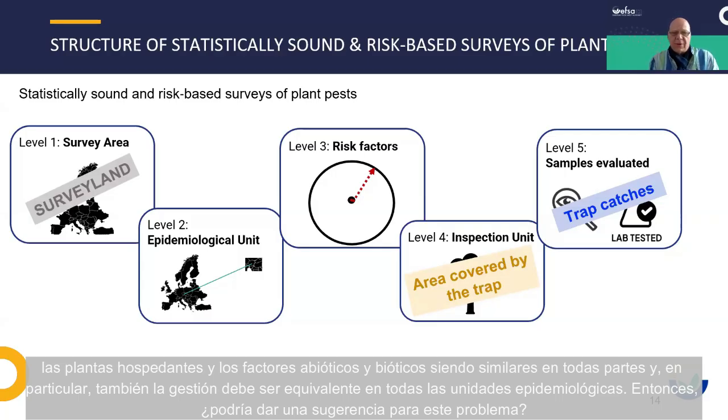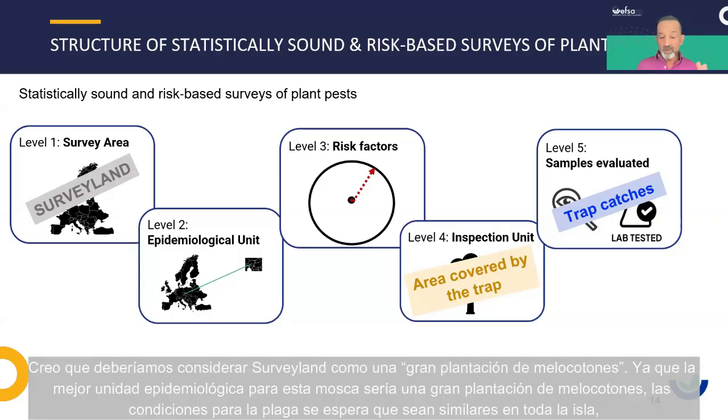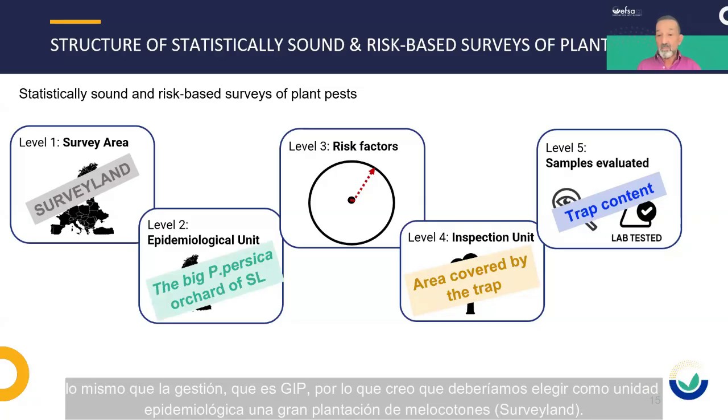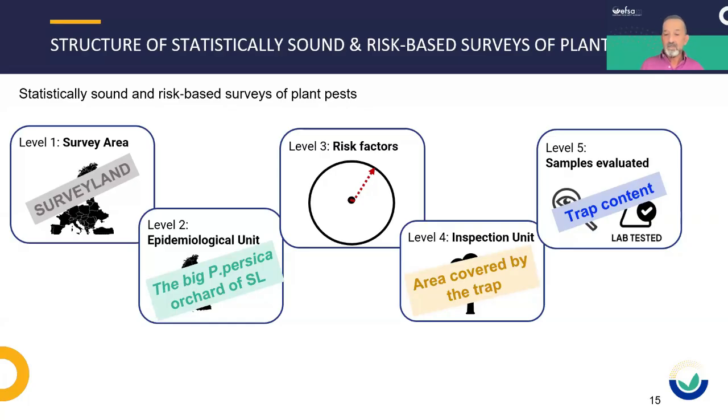So could you give a suggestion then for this problem? I think that we should consider Surveyland as a large peach orchard. So the best epidemiological unit for this fly is a large peach orchard. Pest conditions are expected to be similar across the whole island, same as the management, which is IPM. So I think we should choose an epidemiological unit that is a big peach orchard of Surveyland.